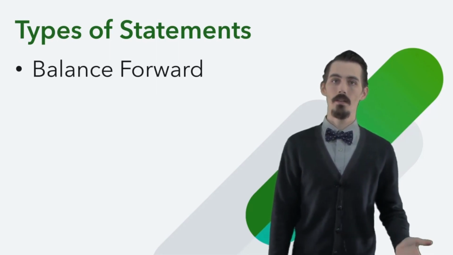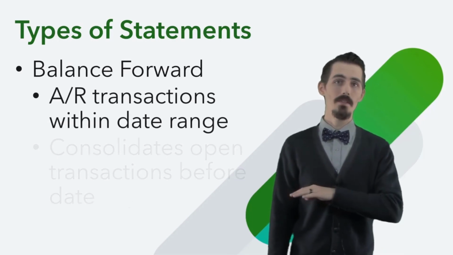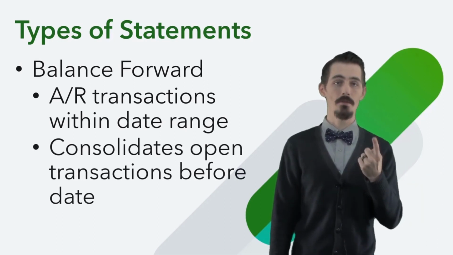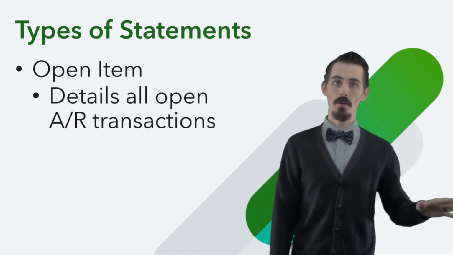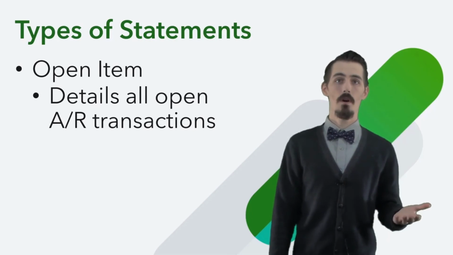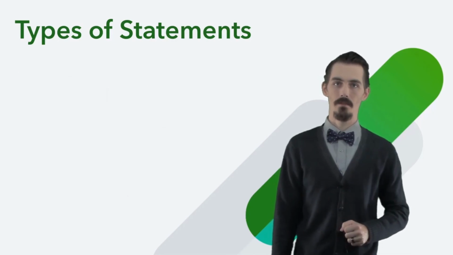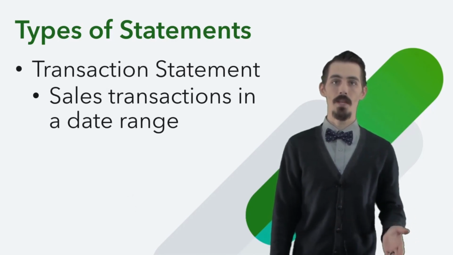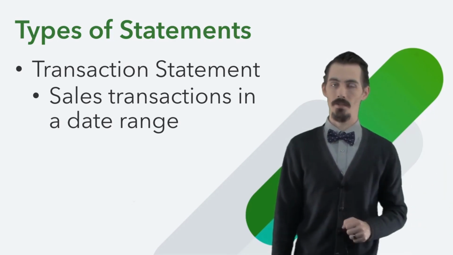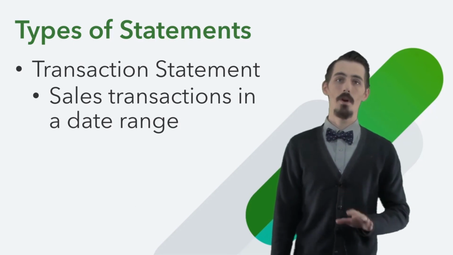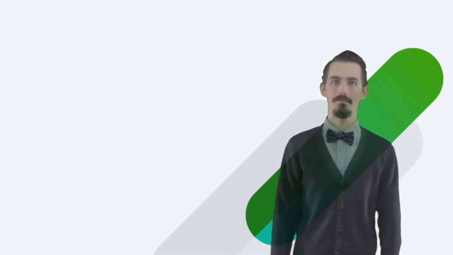The balance forward gives detailed information about a specific date range that you choose. It summarizes anything before that into a single balance forward line. The open item statement shows any transaction open on the customer's account. This statement will also show any transactions that are affecting accounts receivable and that balance. Lastly, the transaction statement shows all activity in a date range and gives totals for all of those transactions involved. You'll learn a lot more about these transactions and how to send statements and why in the next chapter.